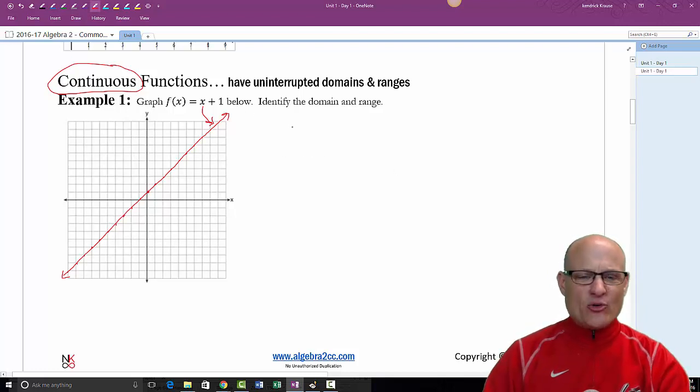Well, the domain goes from negative infinity to positive infinity. So one way I can represent that is negative infinity is less than x is less than positive infinity. Now notice I use less than.